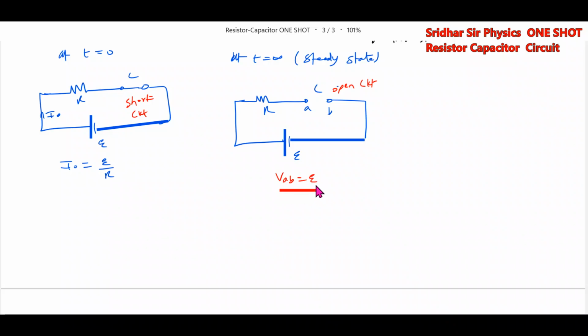This is very important. At t equals 0, the capacitor will behave like a short circuit. After a long time, it will behave like an open circuit, and it contains energy. How much energy will be in the capacitor? C E square by 2, or it should be Q infinity, the steady state charge, squared by 2C. This is the energy stored in the capacitor.